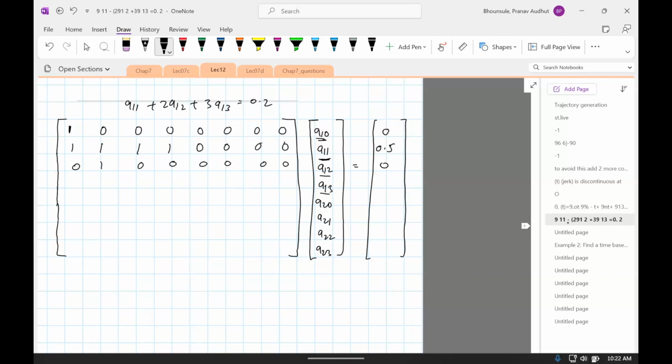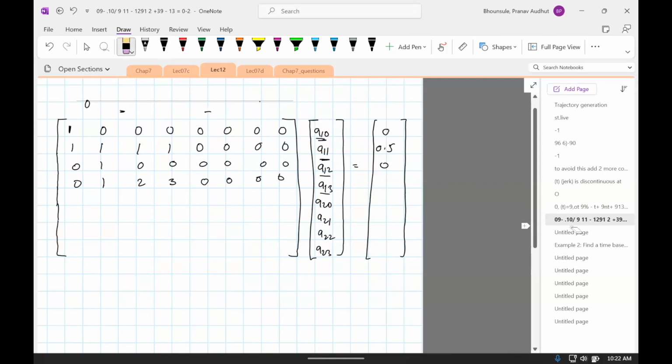So this one has 1 in front of A11, and you can see A11 is the second element, so it'd be 0, or you can also write it like this if you think that's easier: 0 times A10. So 0 will be the first element. Then we'll have 1 for the second one, 2 for the third one, 3 for the fourth one, and then since there are no coefficients with respect to A20, A21, and so on, there'll be 0. Okay, so then I forgot to put 0.2.